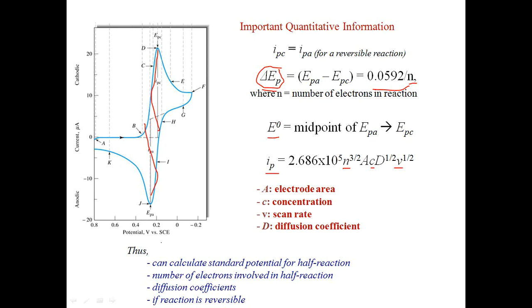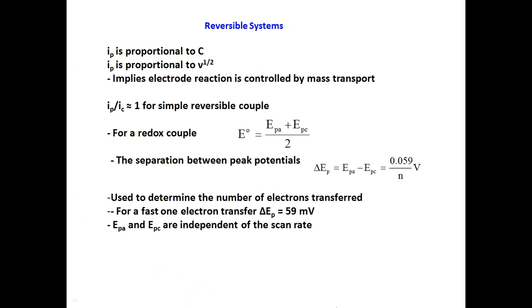So what we can get is we can calculate the standard potential for half reactions, the number of electrons in the half reactions, and diffusion coefficients can also be calculated, and that is basically for a reversible reaction process. So there are many applications for that, which we'll see. But for the reversible system, we say that the peak current is proportional to the concentration of electroactive species. It is proportional to the square root of the frequency of the scan that is carried out.